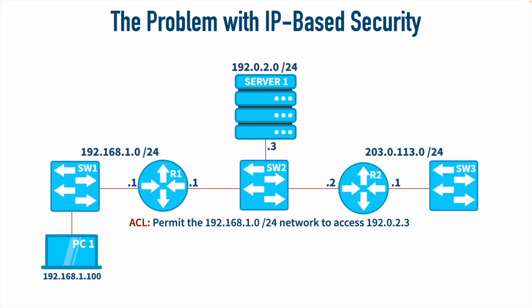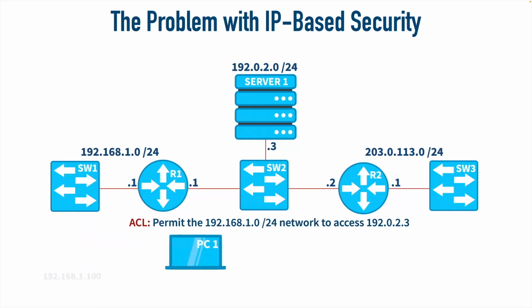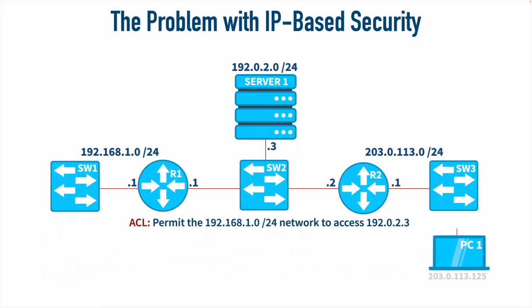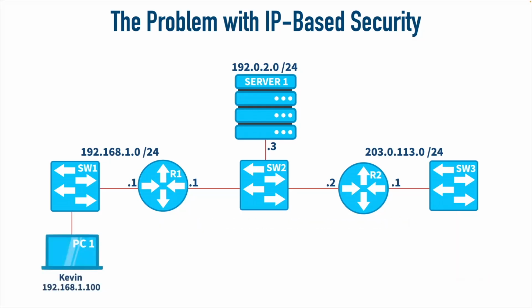However, let's say that PC1 is a laptop and that faculty member takes it to the campus library or maybe a classroom and connects to the network there. Well, they've got a different IP address. In this case, PC1 now has an IP address of 203.0.113.125. And if they try to get to that very same server that faculty should have access to, they're not going to get there because there's not an access control list that permits that new IP address to get to the server. And that's a big issue with IP-based security.